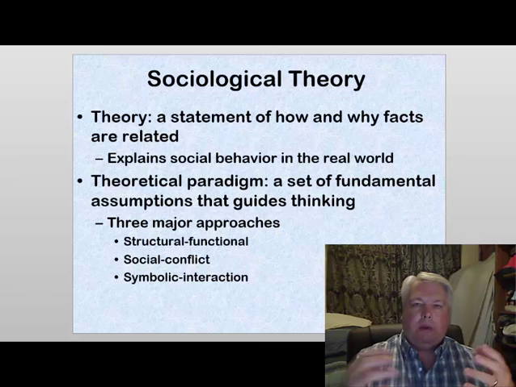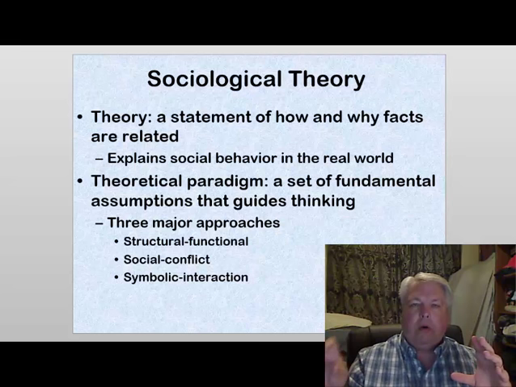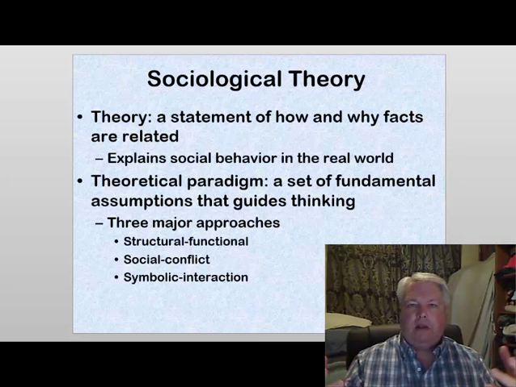So, for example, we might look at poverty, we might look at population density, we might look at how many other people around you are also criminals. That might be a variable that might influence you through social learning. So we look at all these variables and then we say how do those relate to whether or not any one individual person ends up going down the road to committing crimes. So that's all theory is. Theory explains social behavior in the real world. It's a way of creating models so that we can kind of help to understand the way society is structured and things like that. So in that, there are what we call theoretical paradigms.